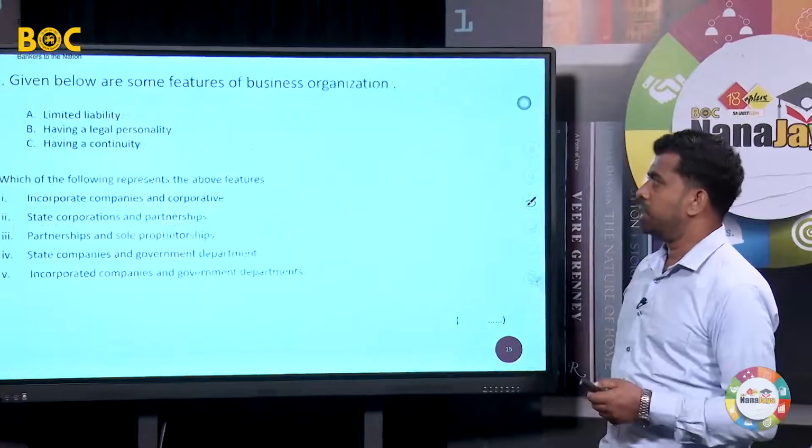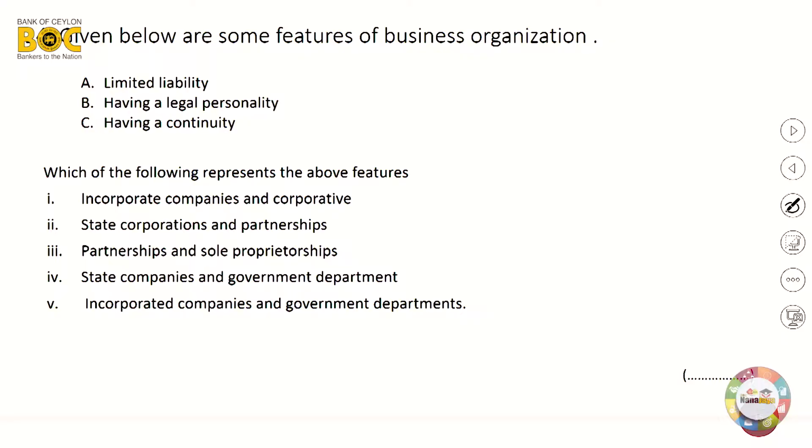Question number 13. Given below are some features of business organization. Limited liability, having a legal personality, having a continuity. Which of the following represents the above features? Incorporated companies and cooperatives both have these features.